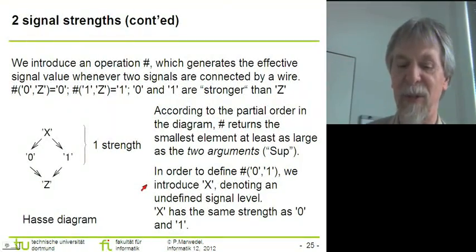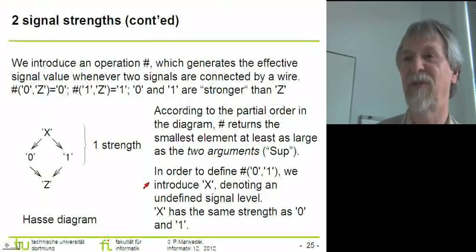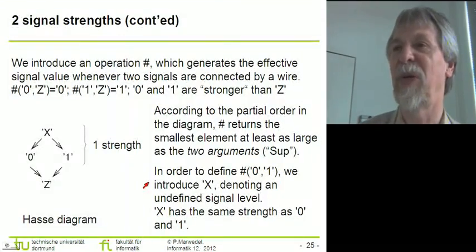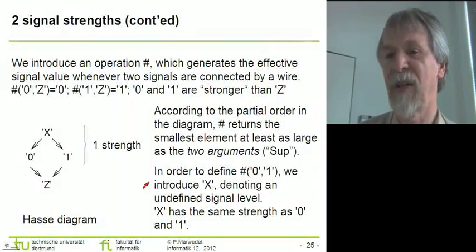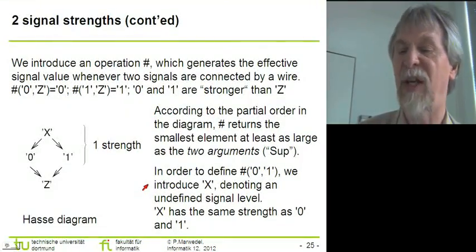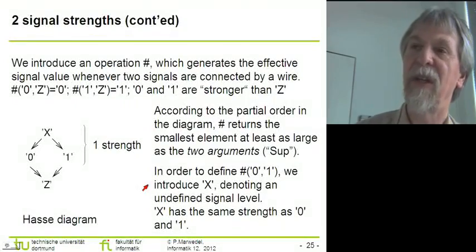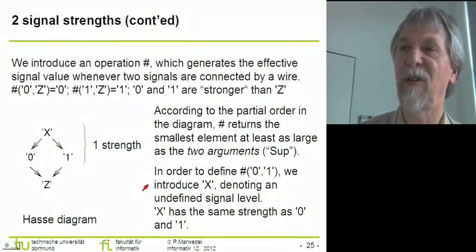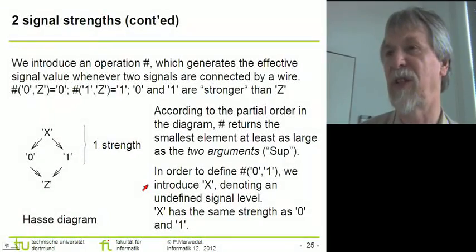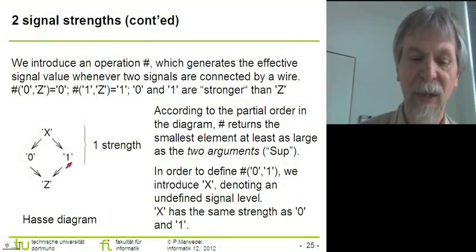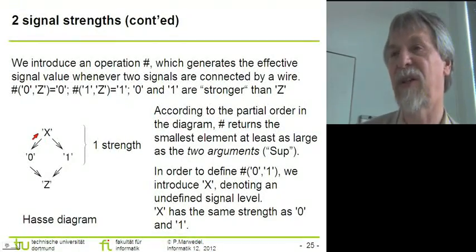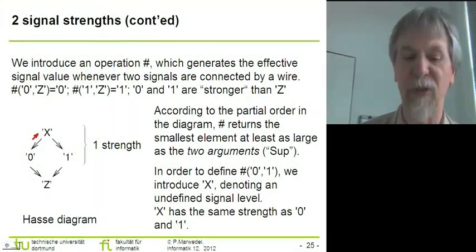The only thing that we know is the resulting value will be a rather strong value, but we don't really know the logic value that can be associated with that. We are introducing a value called X, where the X means it's a strong signal, but we don't know which logic value should be associated with X. And we will include this X in our diagram depicting this partial order.